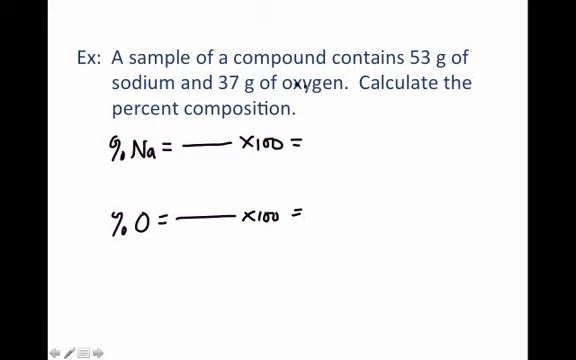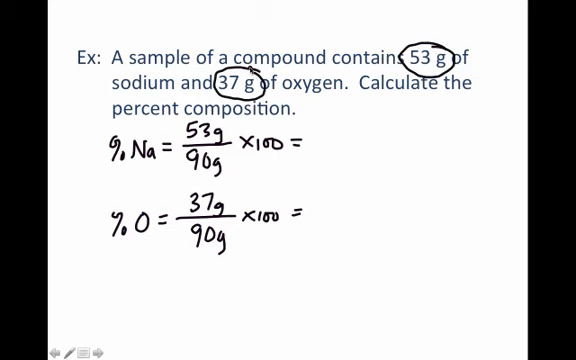So let's see, I have 53 grams of sodium and 37 grams of oxygen, and if I add those two up, we get 90 grams, which would be the mass of the whole compound. So if you notice, this time we didn't have to use the molar mass from the periodic table because the masses were given in the problem, 53 grams of sodium and 37 grams of oxygen, and we could just use those. So if I do the first calculation, this time I'm just going to keep whole numbers because there's whole numbers in the masses.